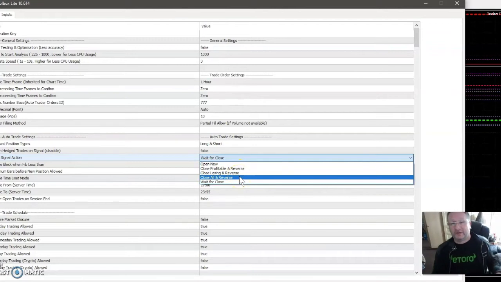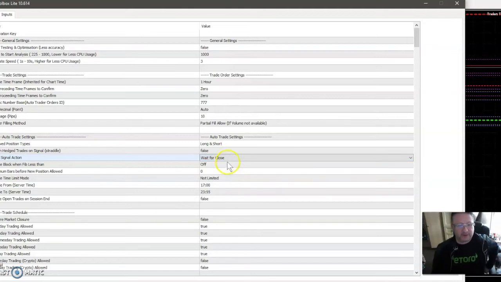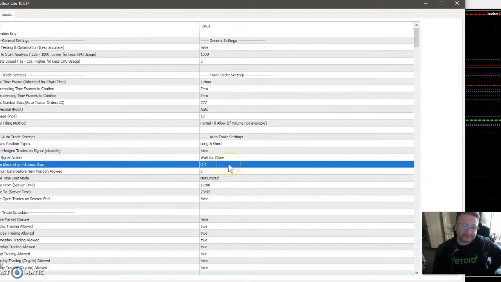Close all and reverse. That's basically will close all the positions that are open and reverse, well, all positions in the opposite direction of the current signal, and it will open a reverse signal. And then wait for close will basically only open a position when all the current positions have closed by the stop loss and take profits. Okay, so that's new signal action.